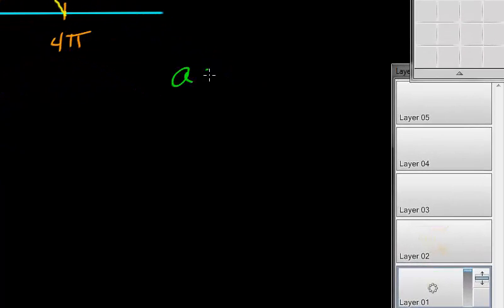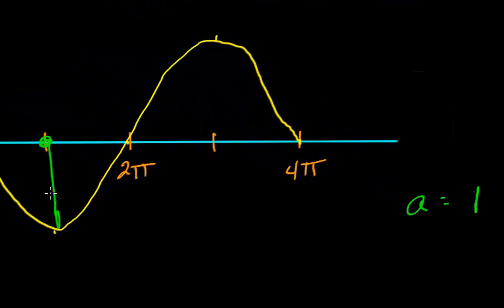We have the amplitude. The amplitude is, of course, 1. It's the absolute value of 1, and that's how far it goes from here down to here, or from here up to here. That would be 1 unit. Kind of boring, but that's what it is.